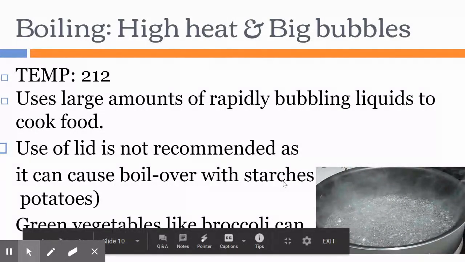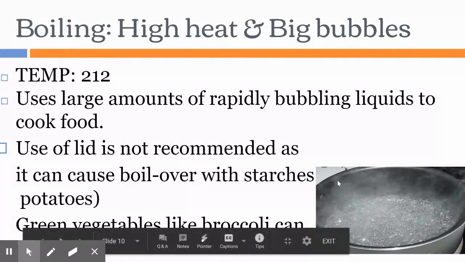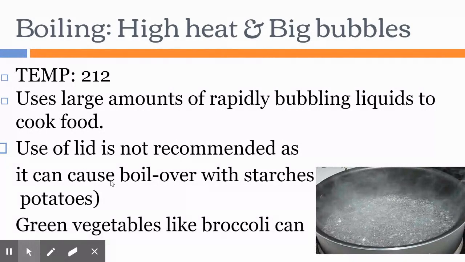And then the last one here is boiling. Boiling is high heat and big bubbles. This temperature is 212. This uses a large amount of rapidly bubbling liquid, and you've got big bubbles breaking the surface. Typically, if you're doing starches like potatoes or pasta, I think under the picture it actually says pasta, it's not really recommended to use a lid because you can cause boil over. But if you're doing green vegetables like broccoli, if you choose to boil them, then you do want to put a lid on them.